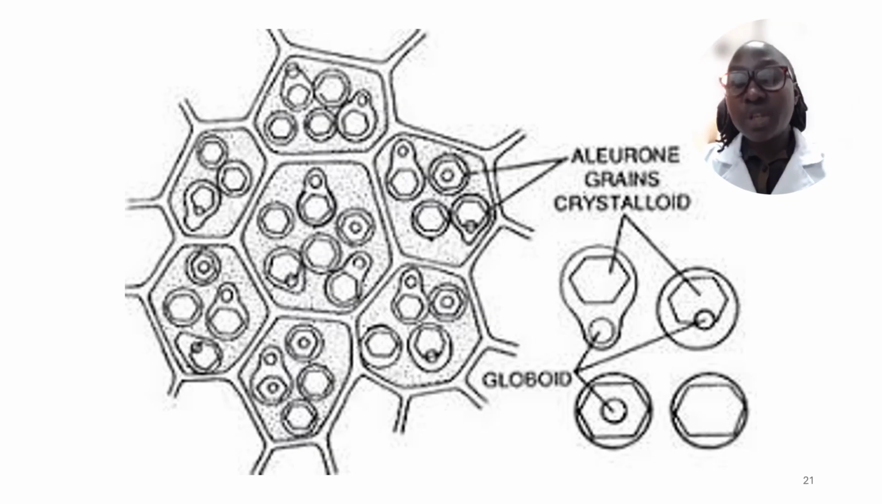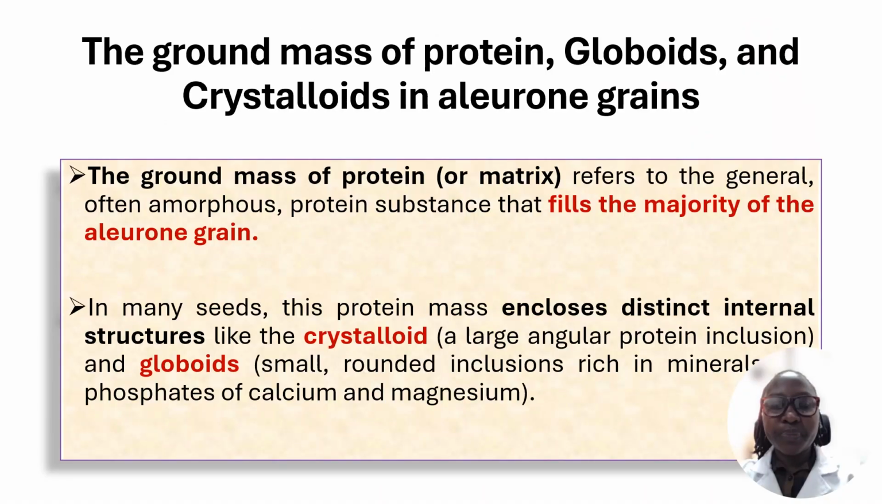And we will continue with that because we left something, which is the ground mass. The ground mass of protein, how does it relate with the globoids? How does it relate with the crystalloids? And how does it relate with the aleurone grains? The ground mass of protein or matrix refers to the general, often amorphous protein substance that fills the majority of the aleurone grains. It is found in the aleurone grain.